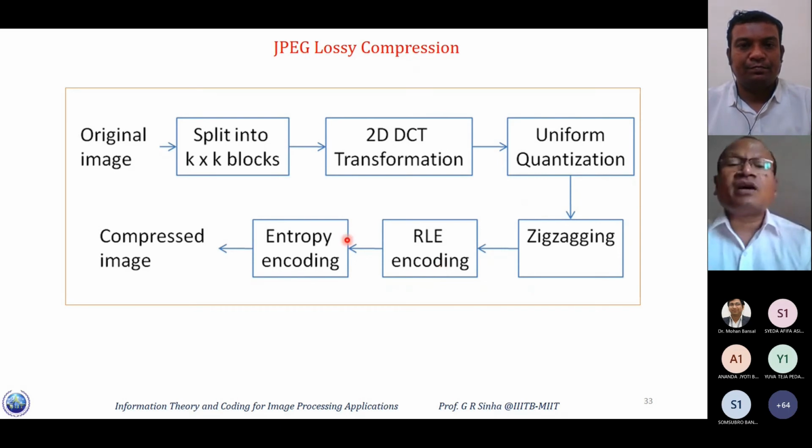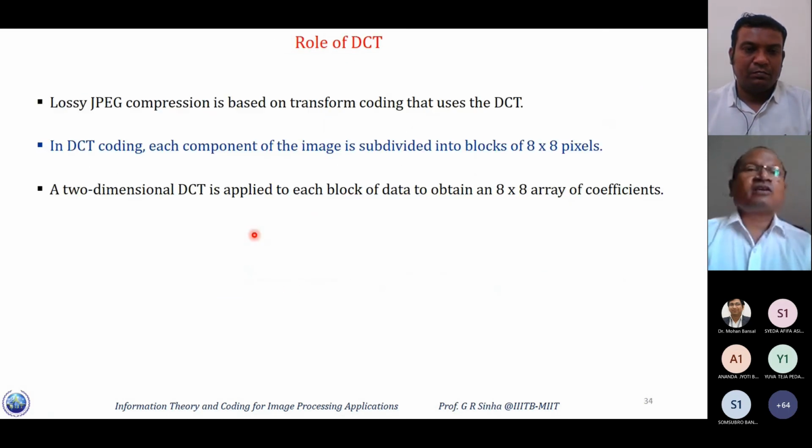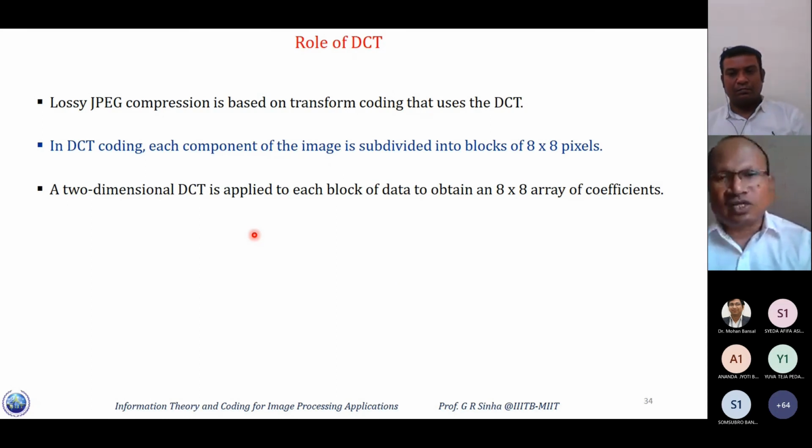So where is the role of your encoding, information coding, here? Where is the role of your encoding? Here, right? And the role of DCT: why do we use DCT? We can use other transforms as well.